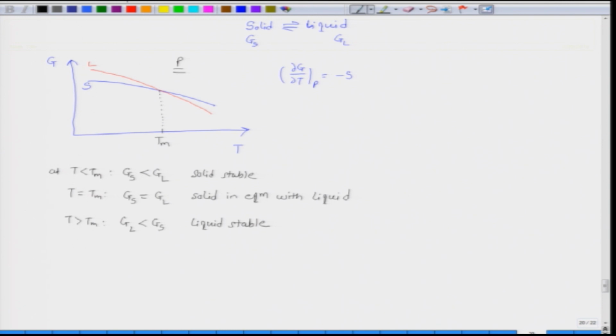Okay. Suppose we could cool the water below T equal to Tm, let us say at this temperature, let us say at T1. So, we know at T1, G liquid is greater than G solid, right. So, liquid is an unstable phase. So, it has to transform to a stable phase, which is solid. So, the liquid to solid transformation will occur irreversibly.